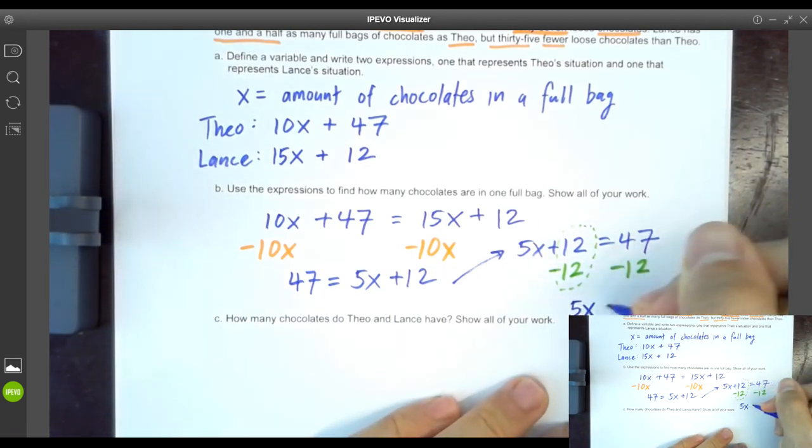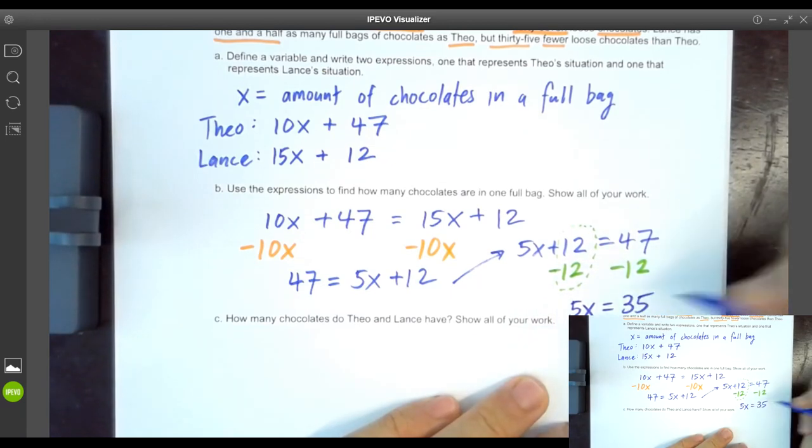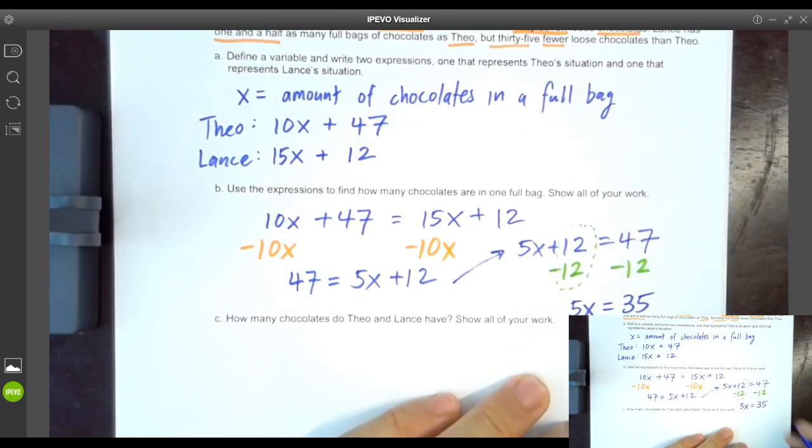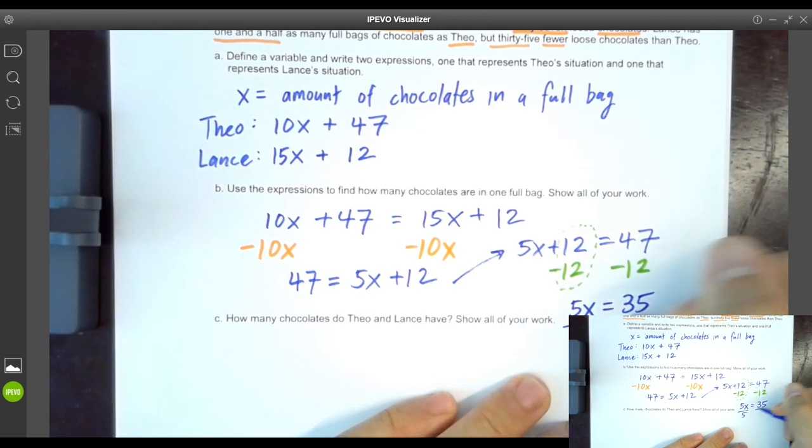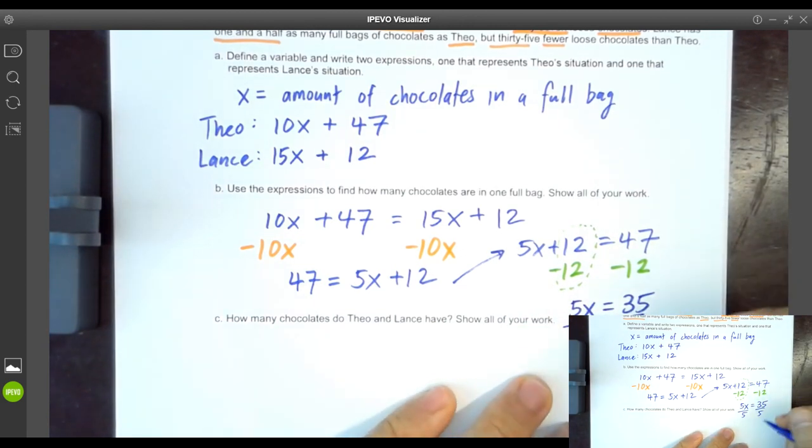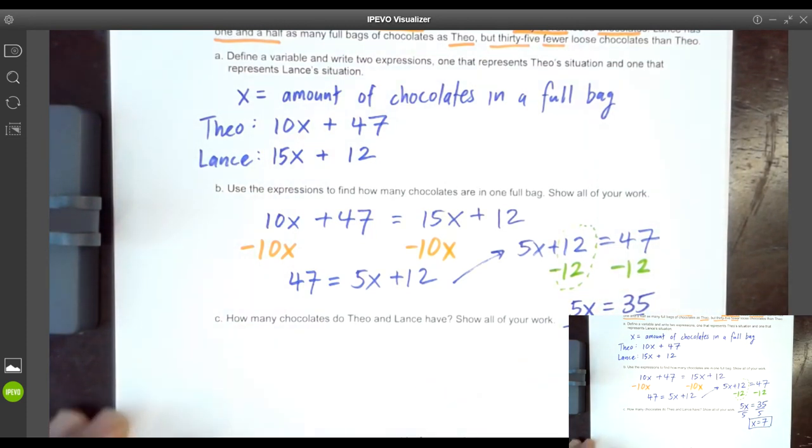You then get 5x is equal to 35, and it's rather obvious what x has to be. X is going to equal 7. Box your answer. Okay?